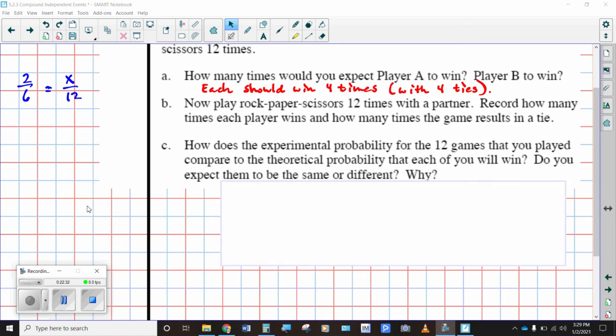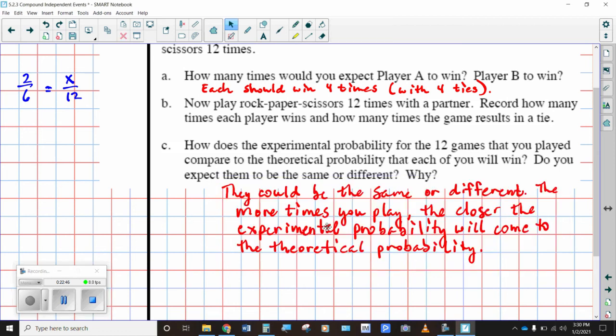All right, so it says, how does the experimental probability for the 12 games that you played compare to the theoretical probability that each of you will win? Do you expect them to be the same or different, and why? Okay, so the answer is, if you're doing an experiment, it could be different. It doesn't have to always match the theoretical probability. The more times you play, however, the closer the experimental probability will come to the theoretical probability.